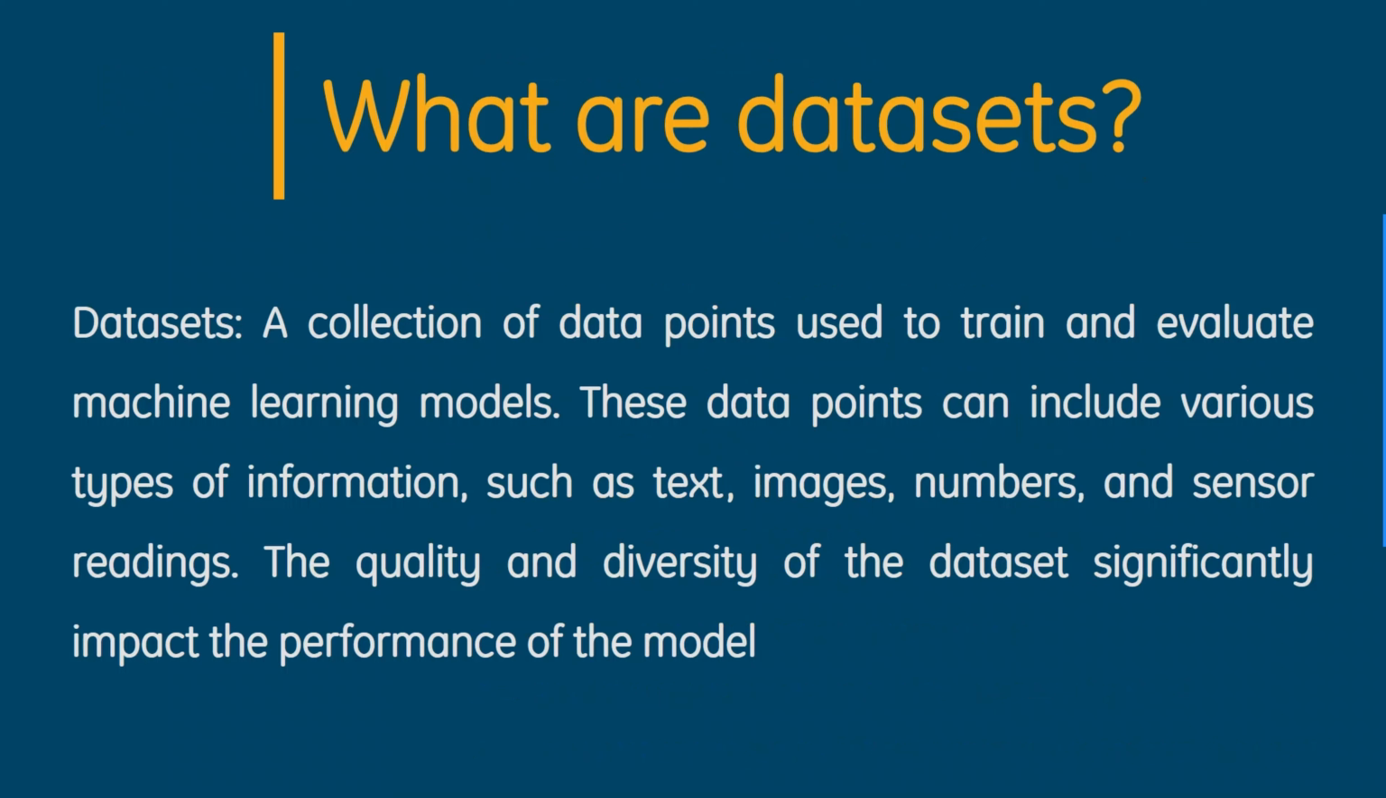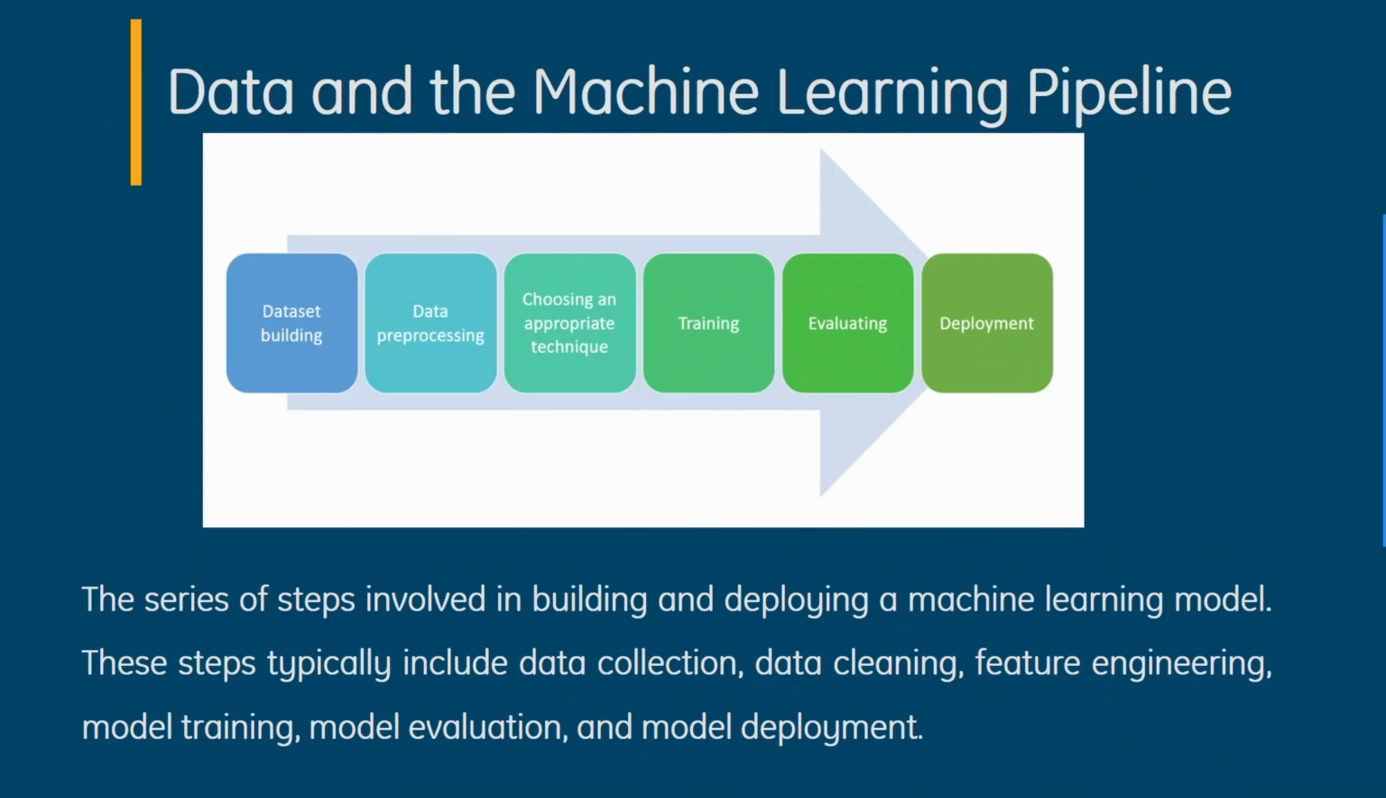Next, what are datasets? A dataset is a collection of data points used to train and evaluate machine learning models. These data points can include various types of information such as text, images, numbers, and sensor readings. The quality and diversity of the dataset significantly impact the performance of the model.